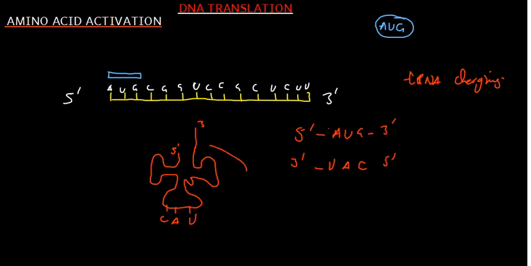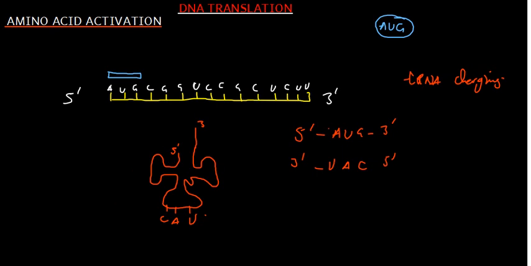So it is this tRNA that is going to bring the amino acid methionine. Each tRNA brings a specific amino acid. That means a certain tRNA cannot carry two forms of amino acids. It is impossible. This tRNA can only carry the amino acid methionine.